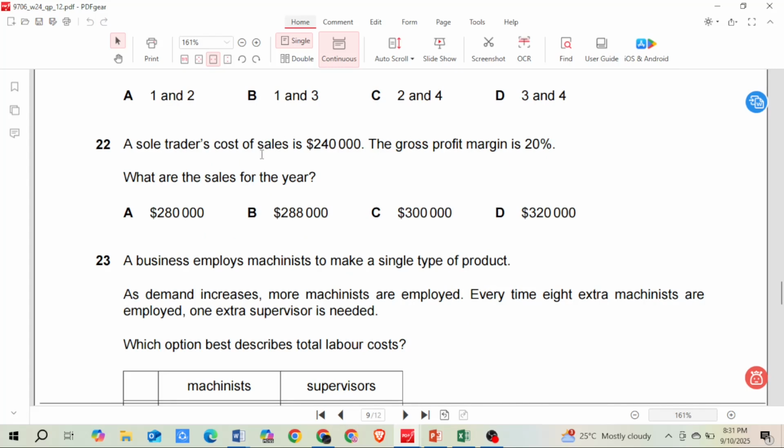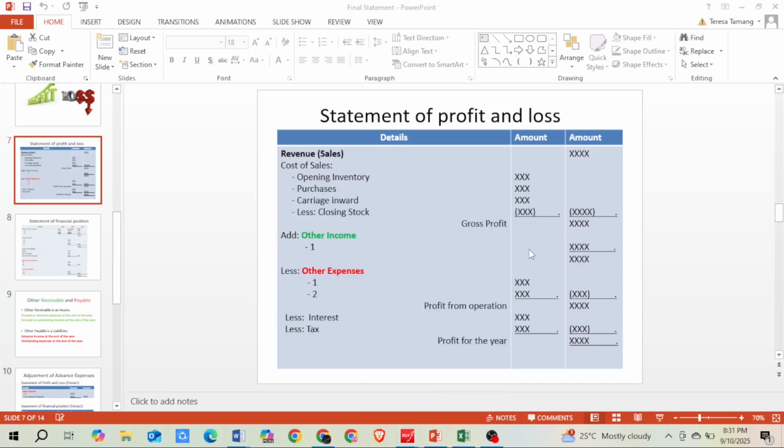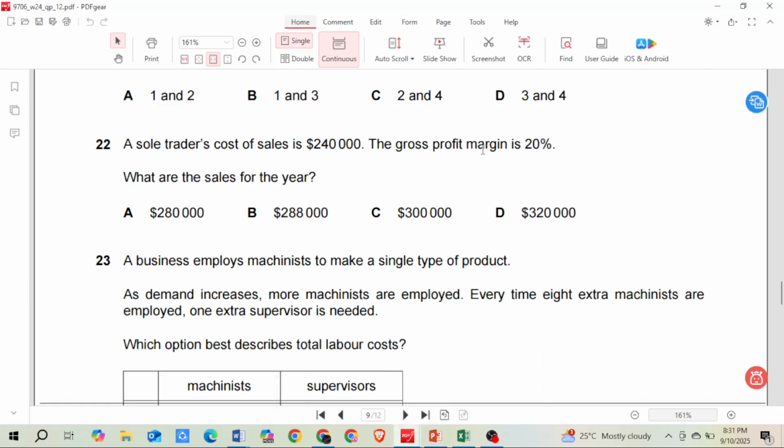A sole trader's cost of sales is 240,000 and the gross profit margin is 20%. What are the sales for the year? This question is very straightforward. The cost of sales is given, which is in the statement of profit and loss, and they gave us the profit percentage. The percentage here is margin. Margin means 20% calculated on the sales.